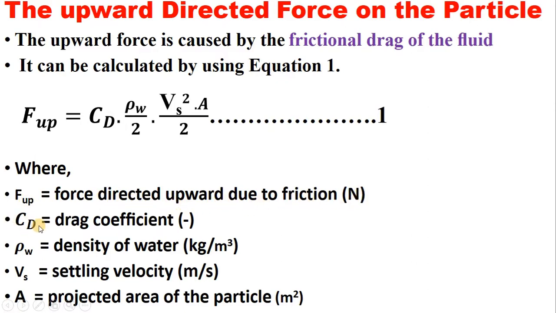Then the drag coefficient is dimensionless, it doesn't have a unit. Then the density of water is measured in kilogram per meter cube. Then Vs is equal to the settling velocity in meter per second. Then the projected area of the particle is in meter square.